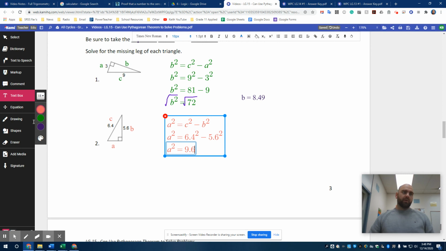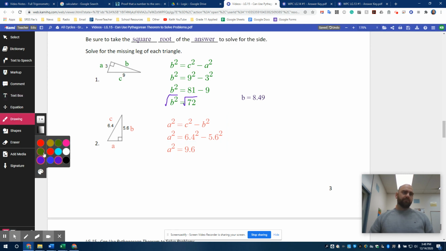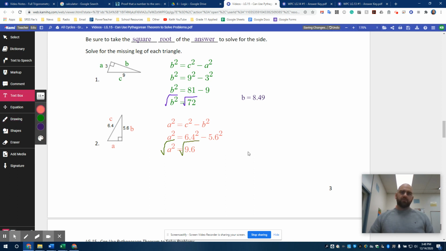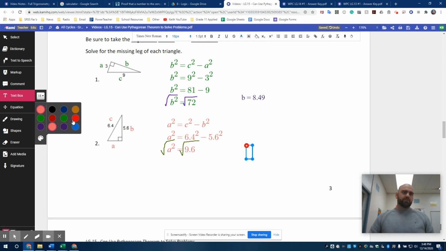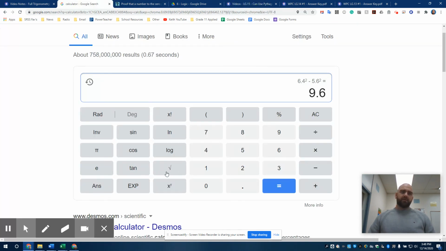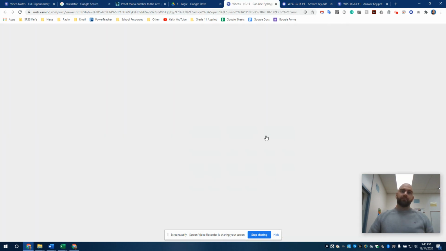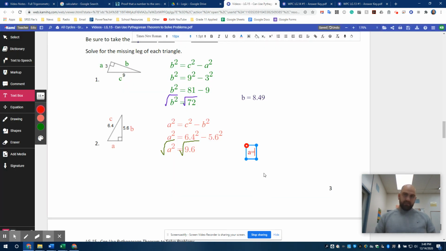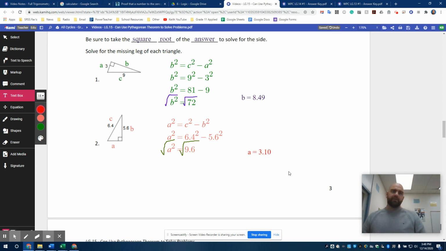We need to take the square root of both sides again. And again, this is every time. Once you get an answer, we take the square root. And I'm just going to change that to a different color. So I'm going to do the square root of my answer. On your calculators, you can probably just hit square root. And we get 3.10. So our answer is A is equal to 3.10. That would be our final answer.